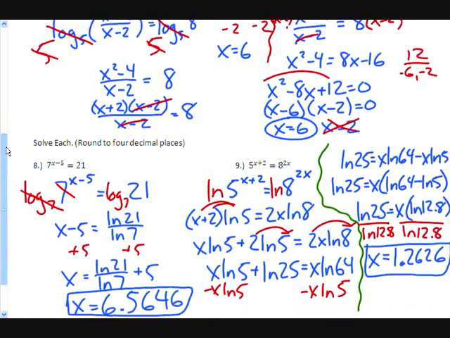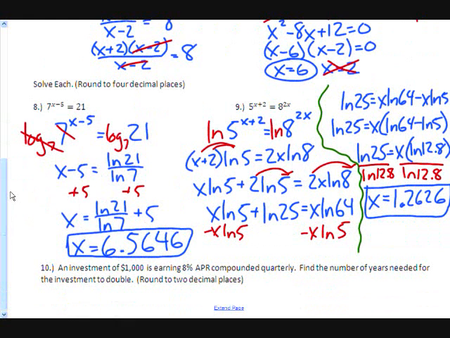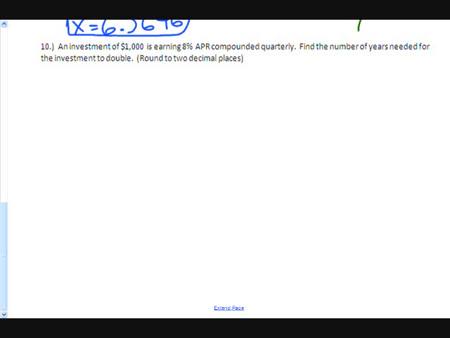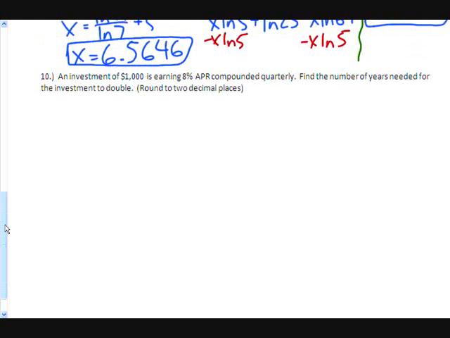Okay? Again, much more involved when you have two exponential pieces. If I look at this next one, this is one of our examples of exponential growth.